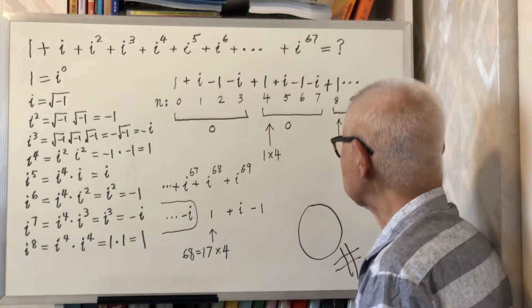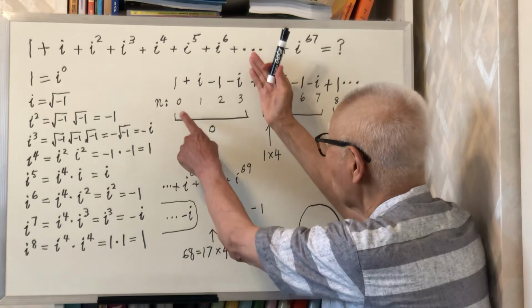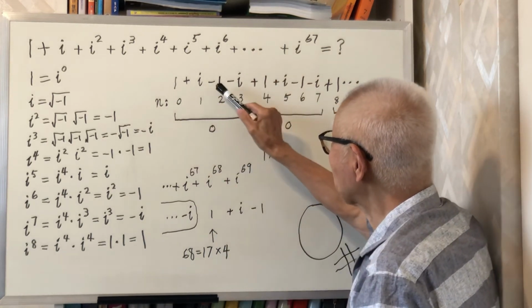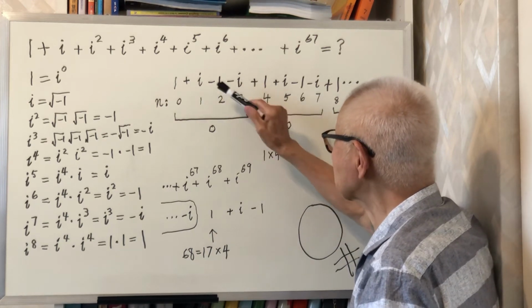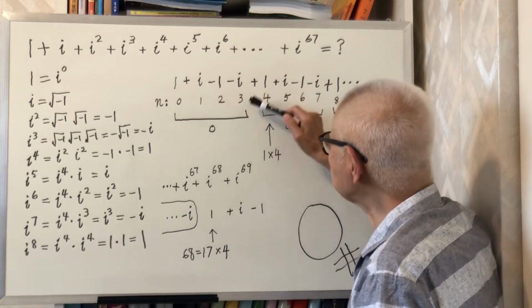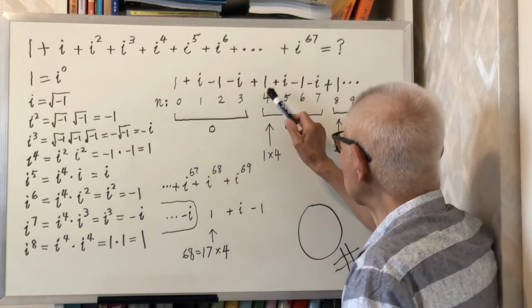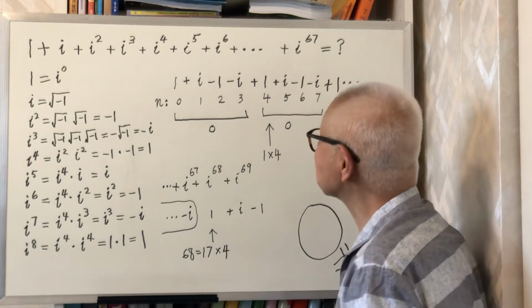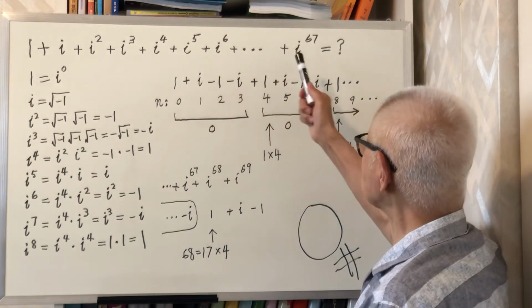All right. But look at this. What is the sum of these four terms? 1 minus 1 is 0. Plus i minus i is again 0. So every 4, if you add them up, it's 0. Every 4, you add them up, it's 0. Then we can work on this thing.